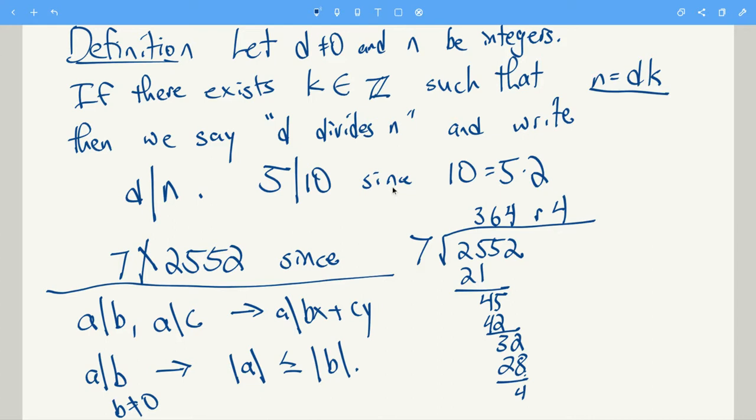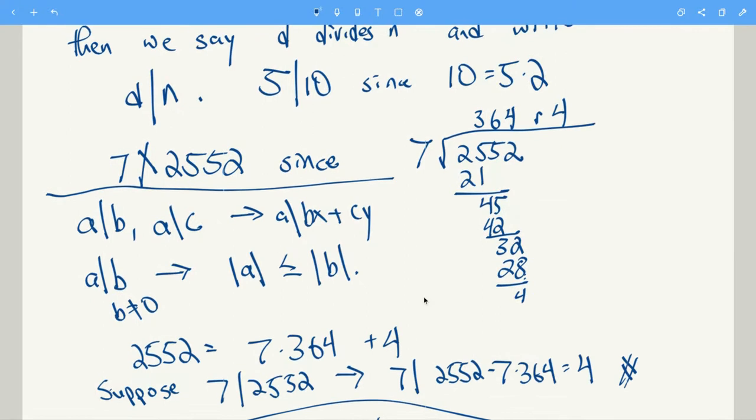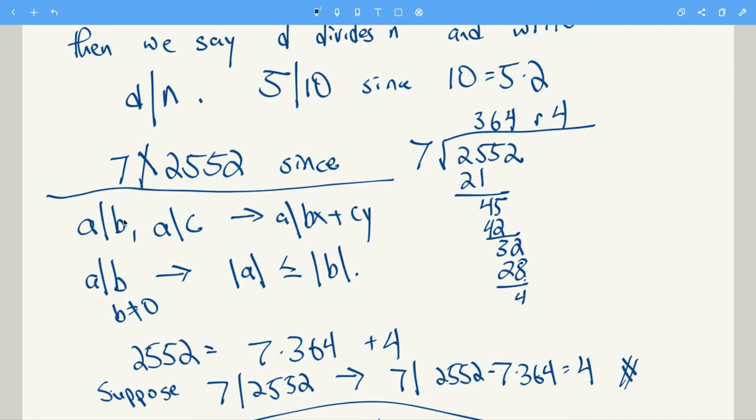To see a better reason why it doesn't divide, we just need to know some basic properties about the divides property, right? So one basic property is that if A divides B and A divides C, then A divides a combination of B and C, so BX plus CY, where X and Y are integers. And another thing is that if B is non-zero, then if A divides B, then the absolute value of A is less than or equal to the absolute value of B.